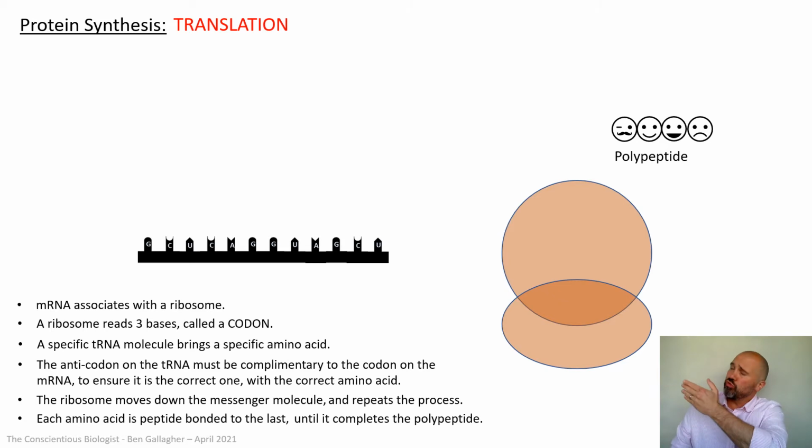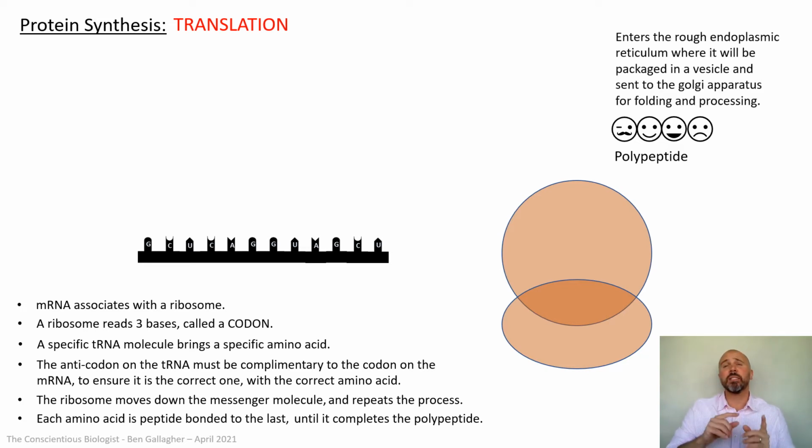Now, obviously, we've got a really short piece of mRNA here, only giving us a 4 amino acid long polypeptide. There'd be hundreds and hundreds of amino acids long in reality. But that polypeptide now will enter the rough endoplasmic reticulum, where it will be packaged into a vesicle and sent to the Golgi apparatus for folding and processing.